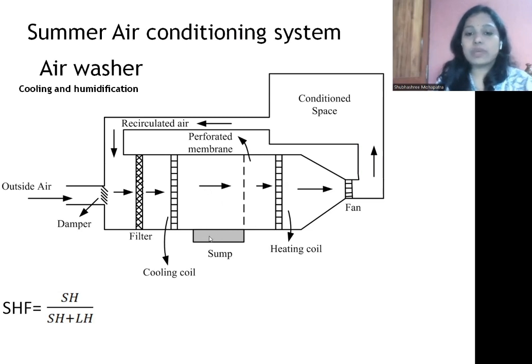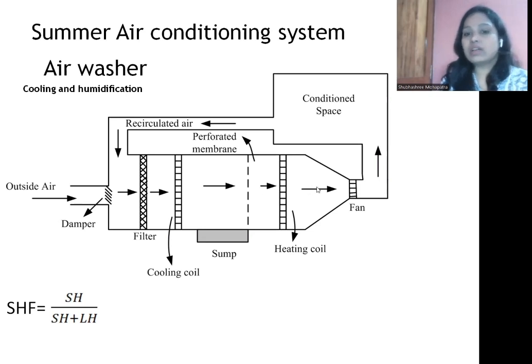So what is the function of the air washer? It has a number of nozzles. We can spray cooling water onto the air coming out from the cooling coil. You can also say this is a method of evaporative cooling. When this cool water is sprayed onto the air coming out of the cooling coil, the humidity will increase, and the temperature has already been decreased by the cooling coil. So this air will pass through the heating coil, and then through the fan it will be circulated to the conditioned space. So this is all about the summer air conditioning system.